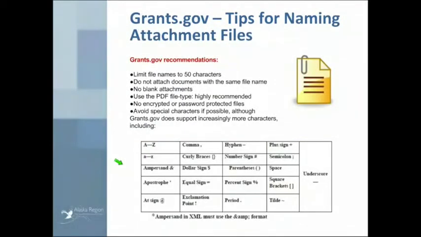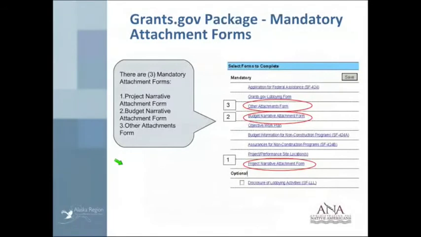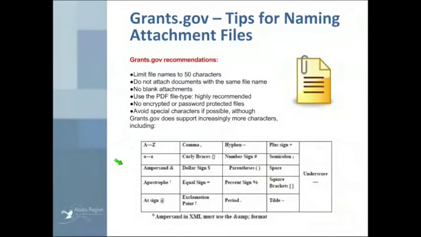But before I do that, here are a few more tips about naming your attachment files, because like I showed on the previous screen, these are attachment forms. So you're going to be attaching your files to these forms, and you want to consider how to name the files you're going to be saving. Here are some tips. You want to avoid using more than 50 characters. You don't want to attach a file with the same file name. Generally, you want to avoid blank space or blank attachments. And preferably, you'll want to use the PDF file type.